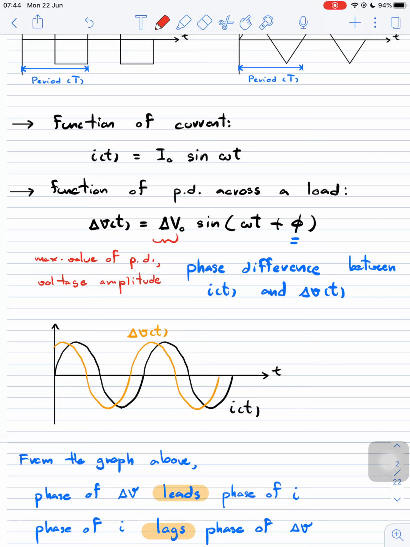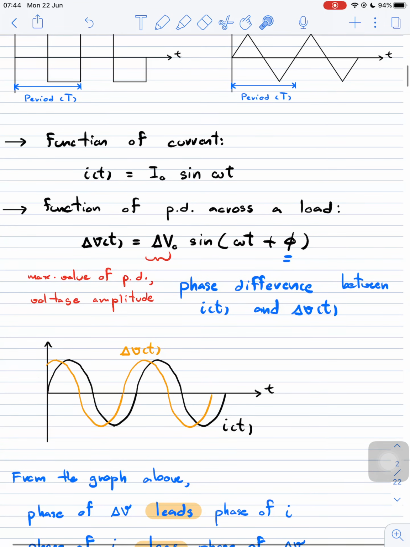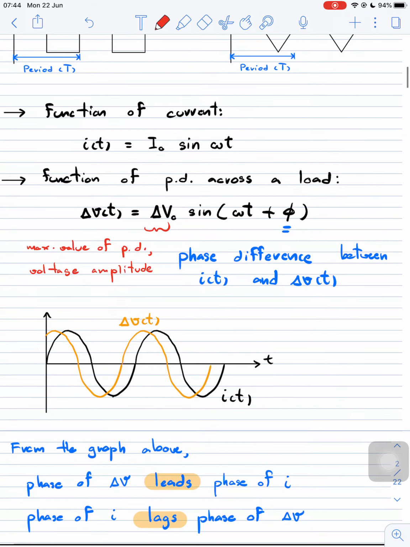But one thing which is different from the current is that I have this phi added to the omega t. This is called the phase difference between the current I and the potential difference across a load. The phase difference has the unit of radian as usual, or sometimes we can use the unit of degree as well.